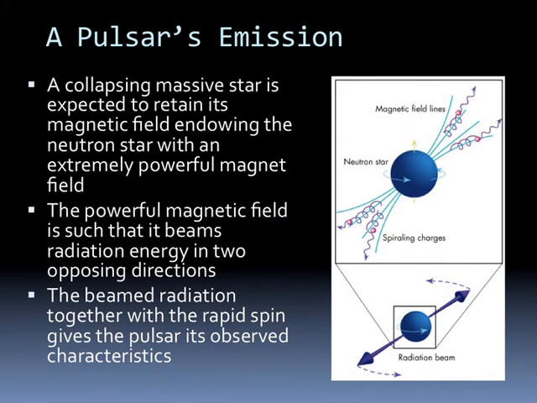A collapsing massive star is expected to retain its magnetic field, endowing the neutron star with an extremely powerful magnetic field. The powerful magnetic field is such that it beams radiation energy in 2 opposing directions. The beamed radiation together with the rapid spin gives the pulsar its observed characteristics.